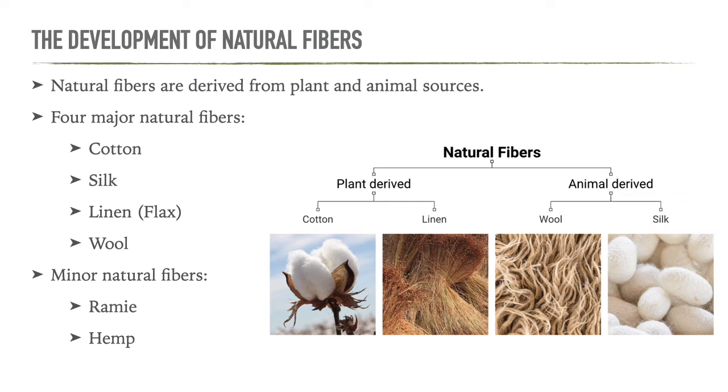Wool is derived from a sheep's coat. It is a natural insulator and is often used to produce warm weather clothing. It absorbs moisture and dries more slowly than cotton. Most people find wool to be pretty itchy. A few minor natural fibers include ramie and hemp. Ramie comes from a woody leaf, an Asian plant, and hemp comes from a fibrous plant.